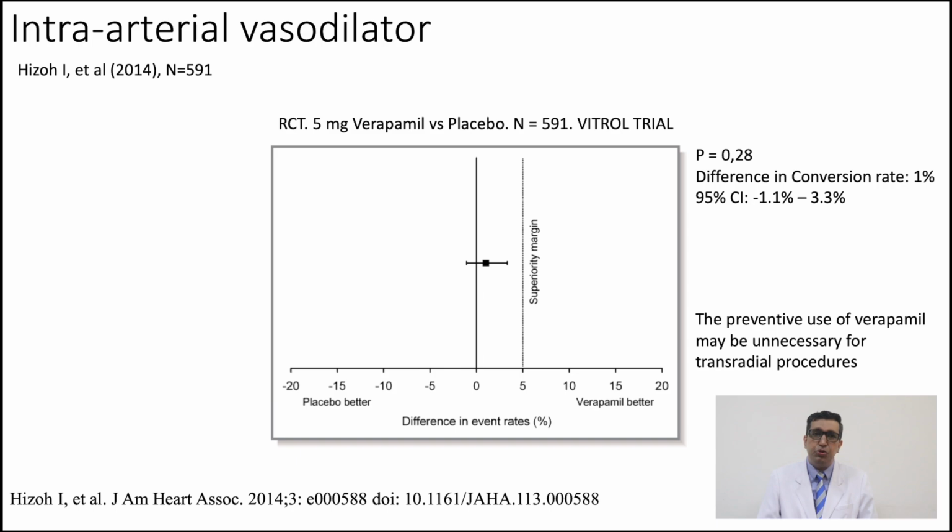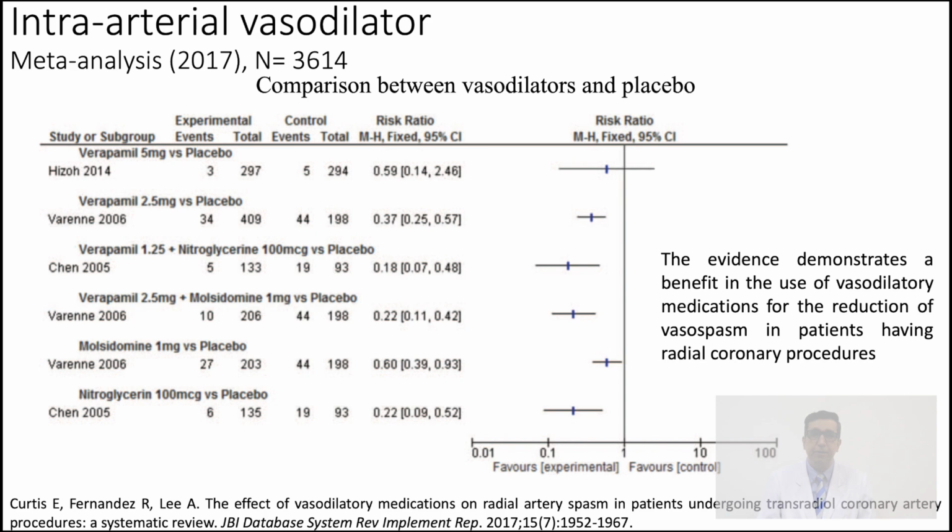This study showed that the use of 5 mg verapamil was not associated with a reduced risk of radial artery spasm compared to placebo. However, a meta-analysis showed that the use of 5 mg, 2.5 mg, or 1.25 mg of verapamil, either as a single dose or in combination, was associated with a reduced risk of radial artery spasm.